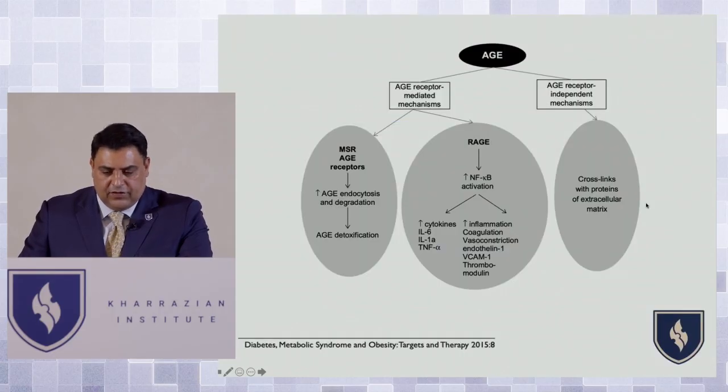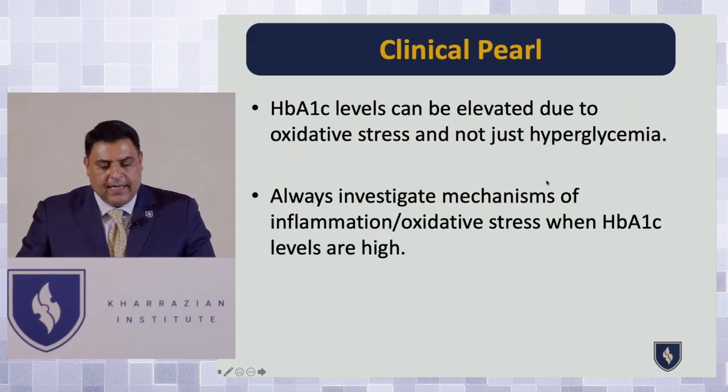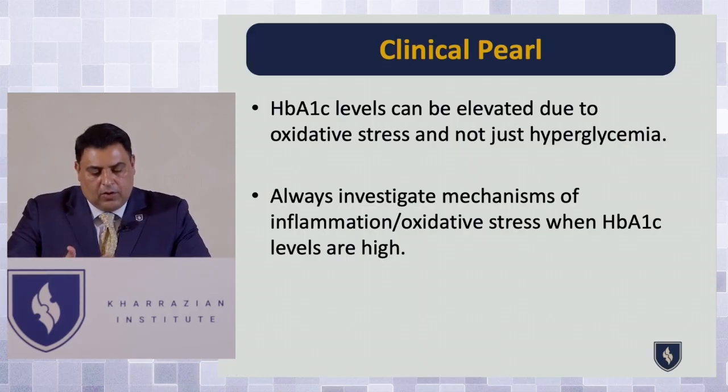The key thing with these advanced glycation end products is when their kidneys fail, because once you make advanced glycation end products, the only way to get rid of them is the kidneys have to degrade them and clear them. That's why when the kidneys get involved, it's the most severe pattern. So clinical concept: the kidneys clear advanced glycation end products, and once HbA1c levels become elevated, careful monitoring for renal function should be done. And then another clinical pearl, remember, HbA1c levels can be elevated due to oxidative stress, not just hyperglycemia. Always investigate mechanisms of oxidative stress or inflammation when HbA1c levels are high.